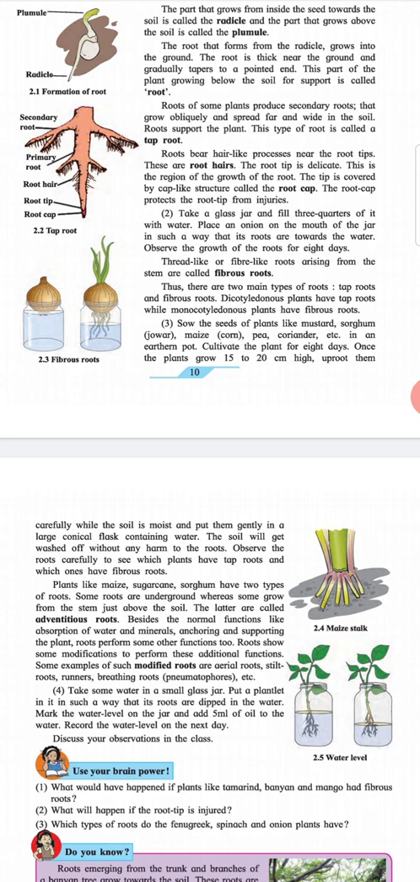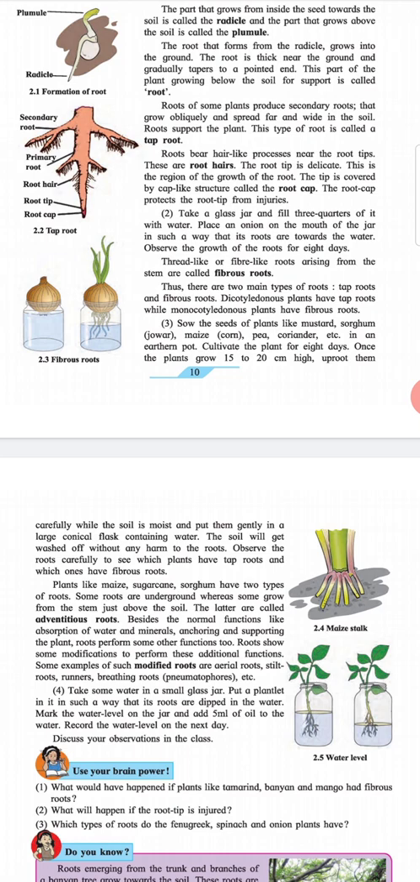Roots bear hair-like processes near the root tips. These are root hairs. The root tip is delicate. This is the region of the growth of the root. The tip is covered by a cap-like structure called the root cap. The root cap protects the root tip from injuries.